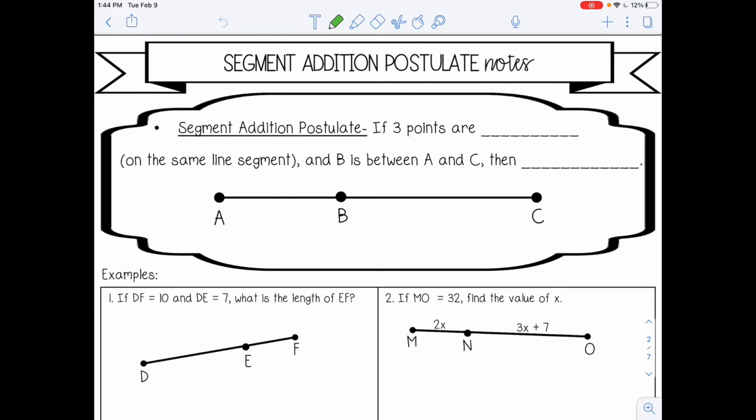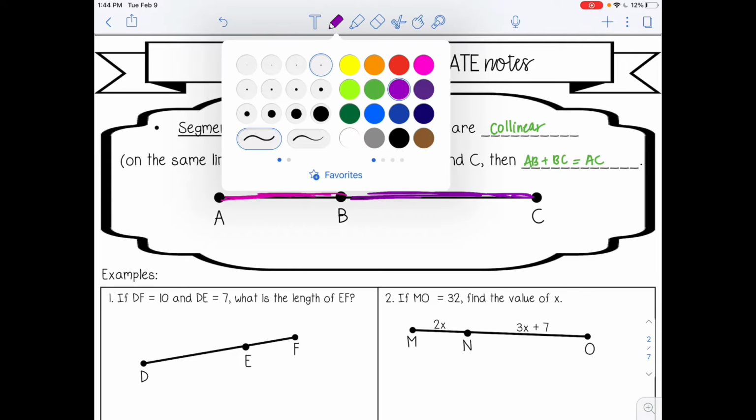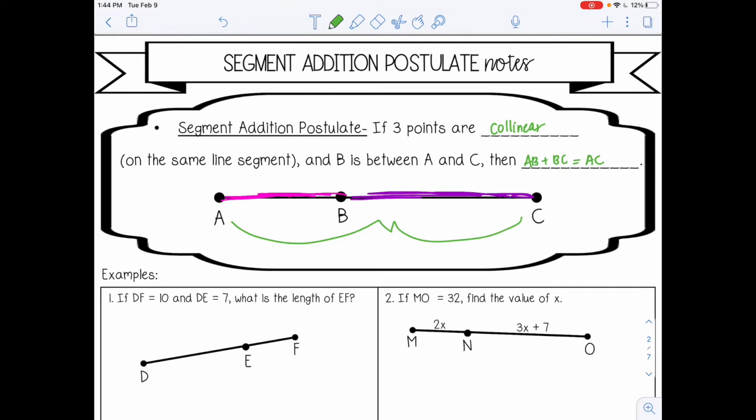Welcome to this lesson on the segment addition postulate and the angle addition postulate. The segment addition postulate says if 3 points are collinear, which means they're all on the same line or line segment, and B is between A and C, then AB plus BC equals AC. So basically, this segment plus this segment equals the whole segment.